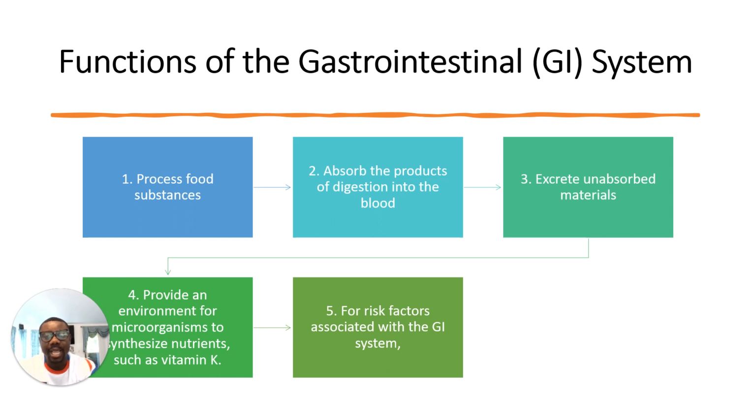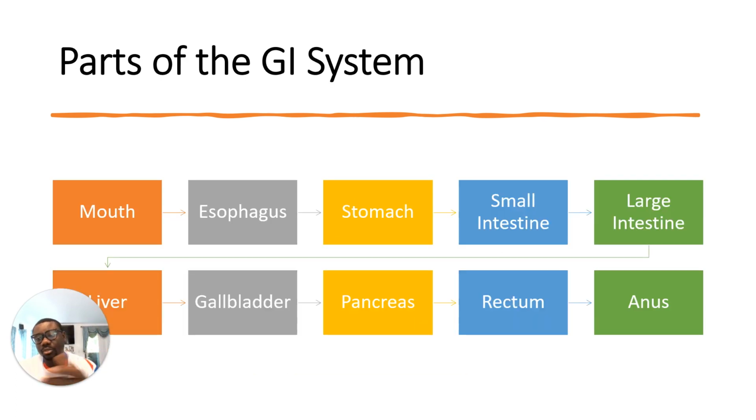The GI has a couple of functions. It functions in how we process food, how food can be absorbed through digestion, and how we excrete unabsorbed waste product from the body. It also provides an environment for microsynthesis, where it synthesizes nutrients such as vitamin K. So vitamin K and other nutrients are synthesized within the GI system. It also has other distinct functions that we'll talk about.